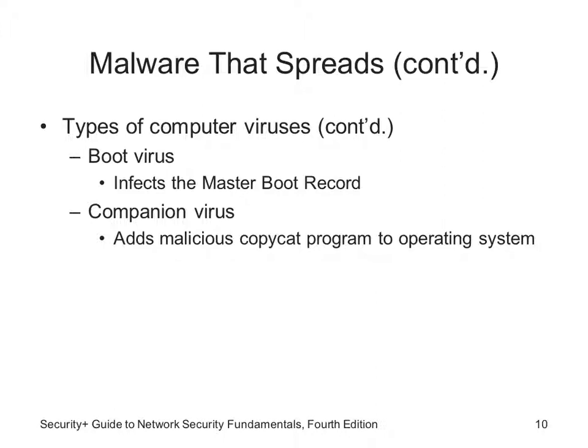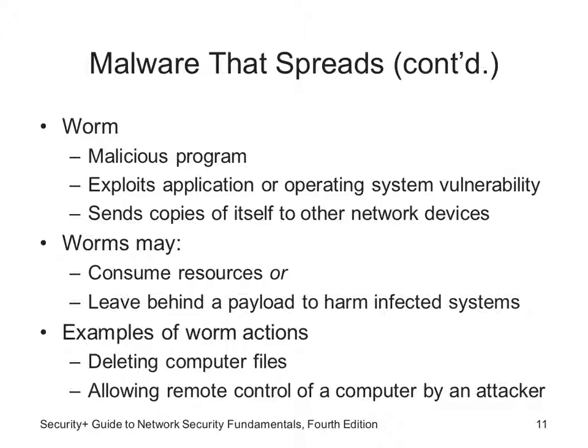Basically, what it does is it affects the MBR. It will overwrite names of things. It will delete stuff out of the MBR to where basically you have to do a repair of that MBR. Sometimes that works. Most of the time, though, you have to reformat the hard drive and start over again. Because the MBR, once it's gone, is really hard to bring back sometimes, especially if it's done by a boot virus. And we'll talk more about boot viruses this semester. A companion virus adds a malicious copycat program to the operating system.